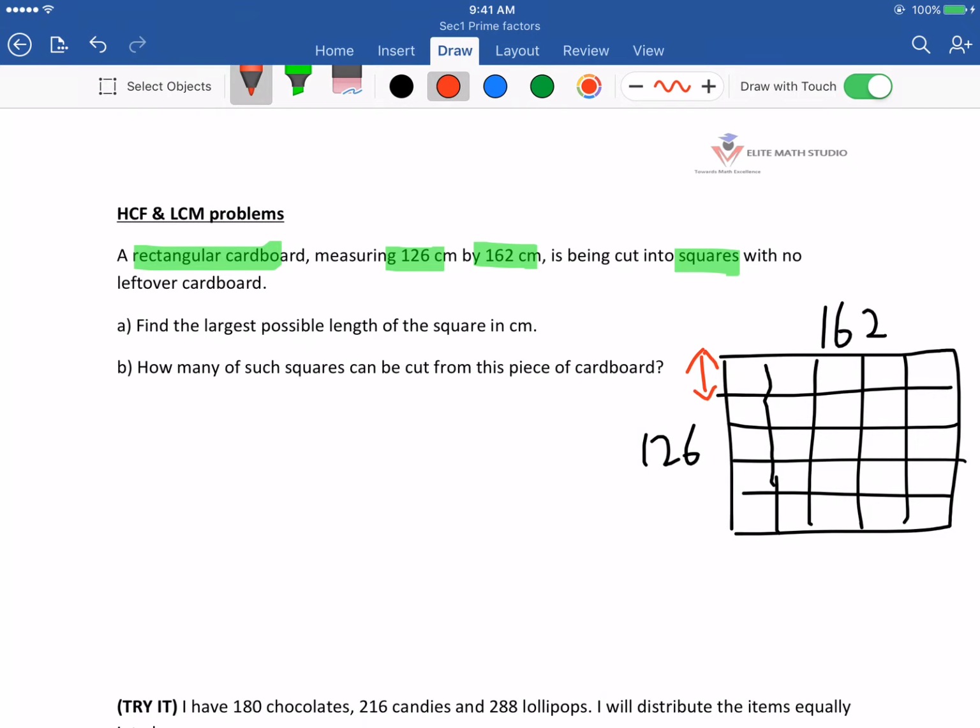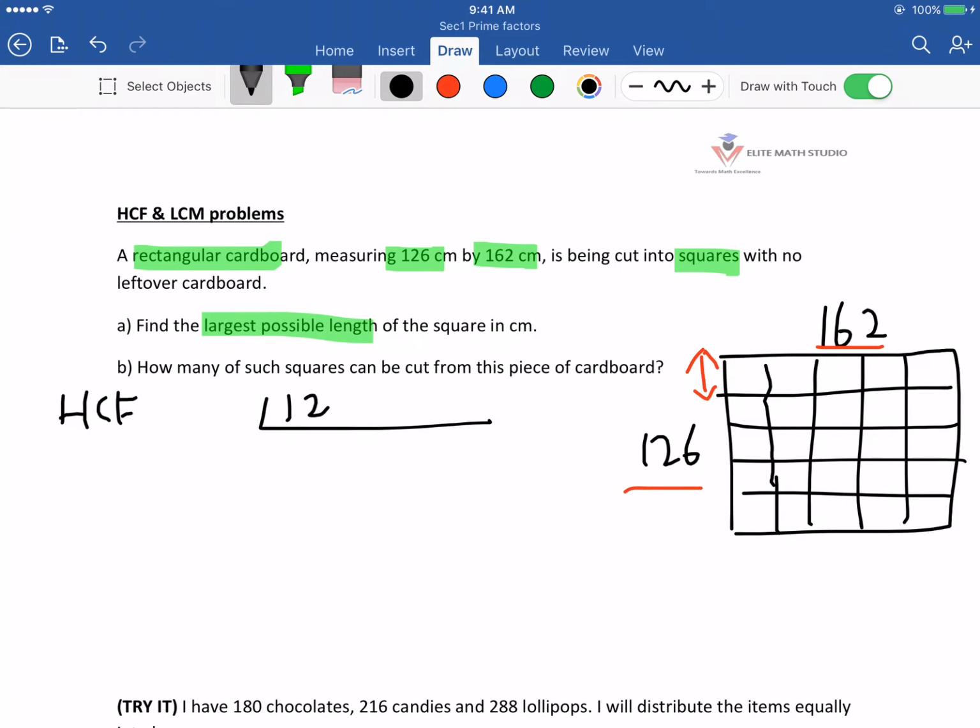Okay, how are you going to do it? Let me ask you, is the length of the square going to be bigger than 162 or smaller than 162? Definitely, if you look at the diagram, the length of the square must be smaller than what? 126 and 162. So let's say we're trying to find a number which is smaller than 126 and 162. Are we trying to find the factors or multiples? The factors. So the question is indirectly asking you to find the what? The highest common factor between 162 and 126.